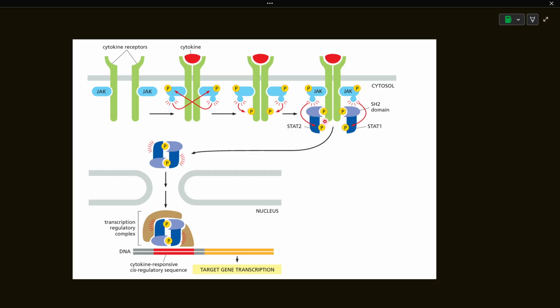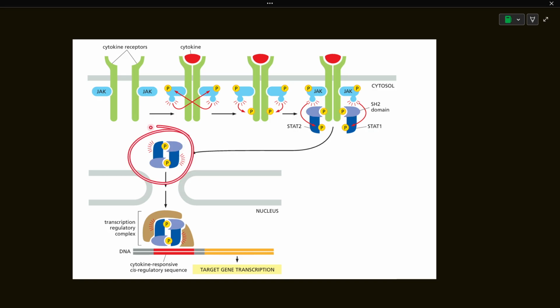Those SH2 domains will bind to the phosphotyrosine residues, and now those STATs will be phosphorylated with the help of Janus kinases. The phosphorylation of STATs will result in the release of those STAT proteins inside the cytosol. They are released because the phosphorylation causes a conformational change that weakens the interaction of the SH2 domain with the phosphotyrosine residues on the receptor proteins, and instead the SH2 domain of each STAT protein adheres to the phosphotyrosine residue of the other STAT protein.